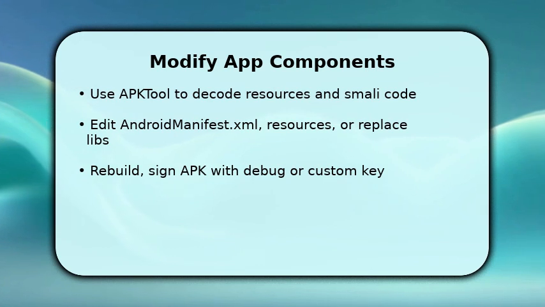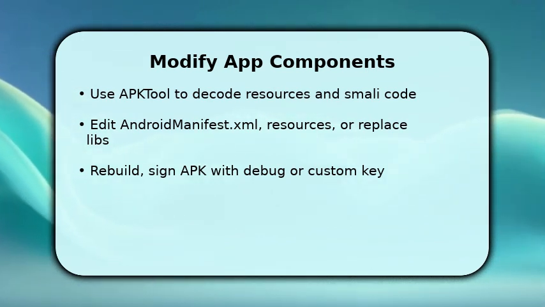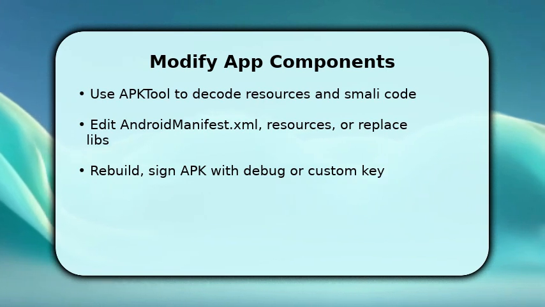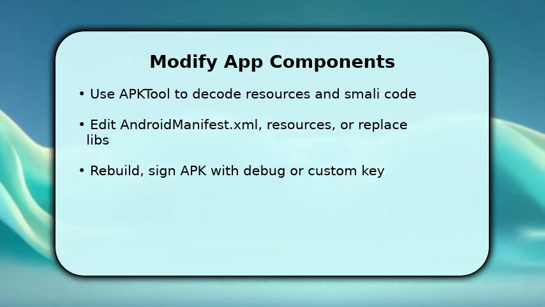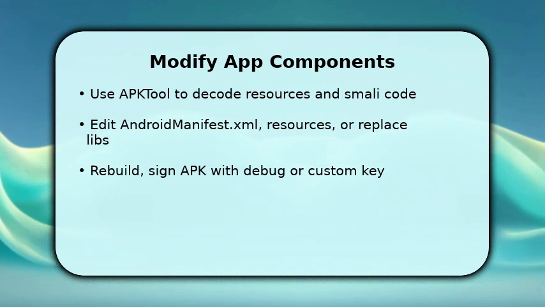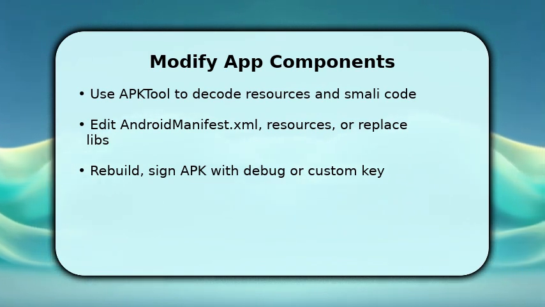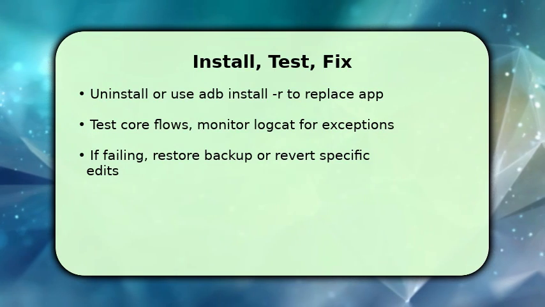After edits, rebuild the APK, then sign it with a debug or custom key so Android accepts installation. You now install the rebuilt APK using adb install -r to replace the existing app without wiping data, or uninstall first if a signature conflict occurs.